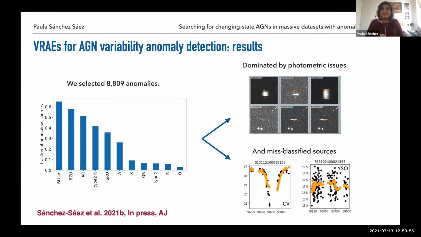Okay, we continue. So using this technique, we detected around 9,000 anomalies. Here you can see the fraction of anomalous sources per class. So in general, blazars tend to be classified as anomalous by this technique. And this is very interesting because we expect that the variability of blazars is consistently different with respect to regular quasars.